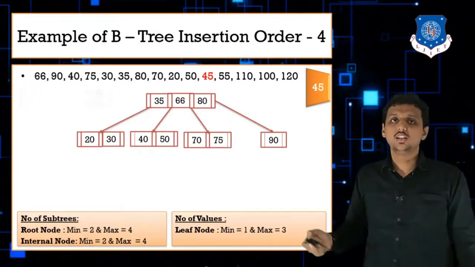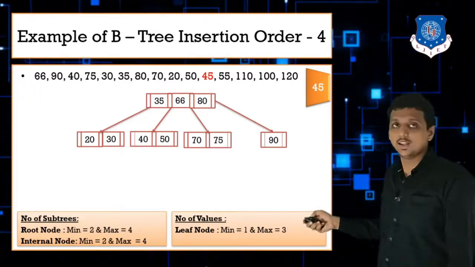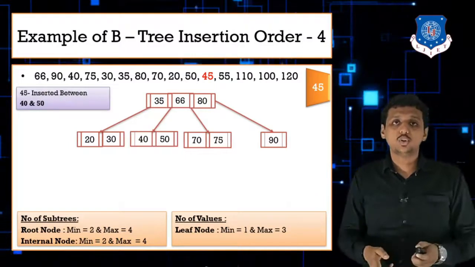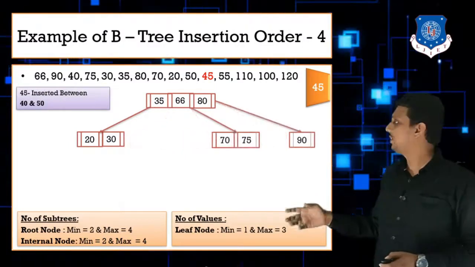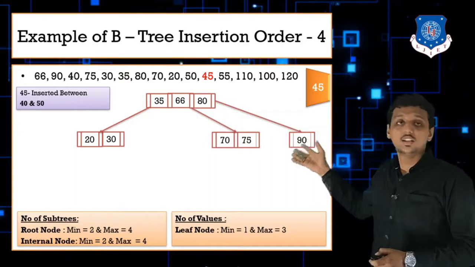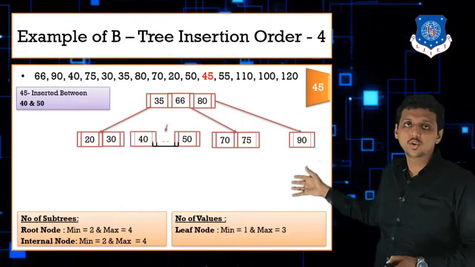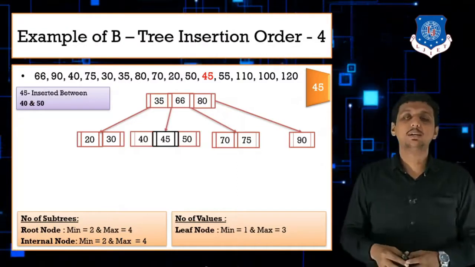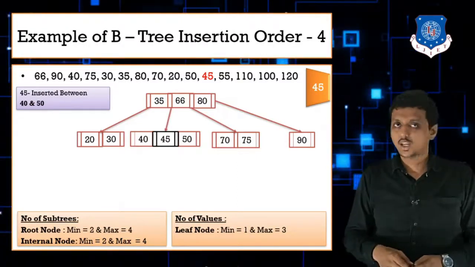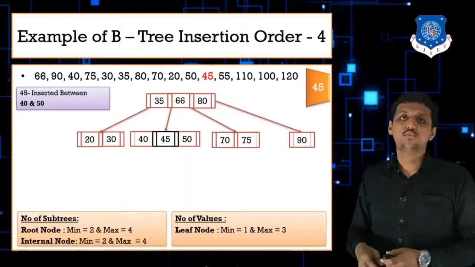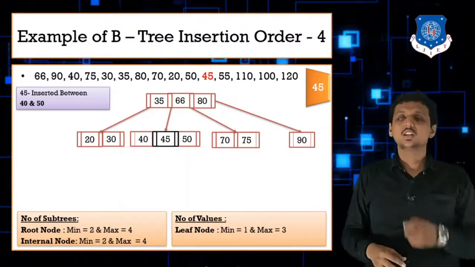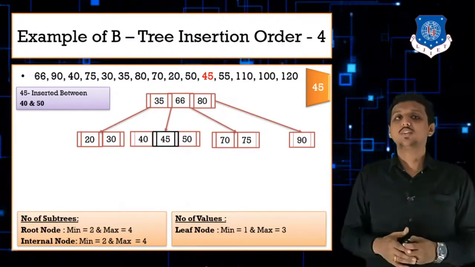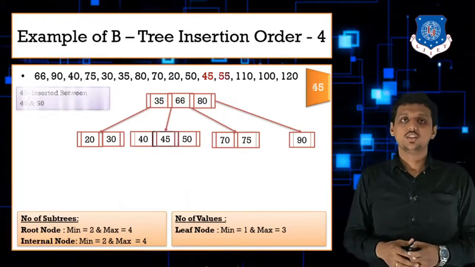So here it is. Students, can you say how to insert the node 45? 45 can be easily inserted between 40 and 50. So 40, 45, 50 is inserted and the link is connected in between 35 and 66. So this is the insertion of 45. Now again, let's move towards the next insertion.